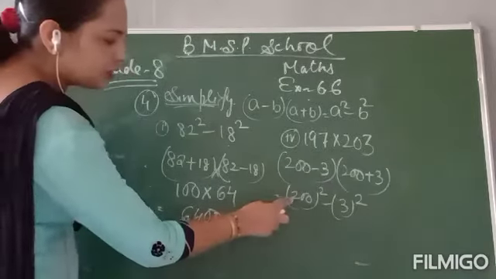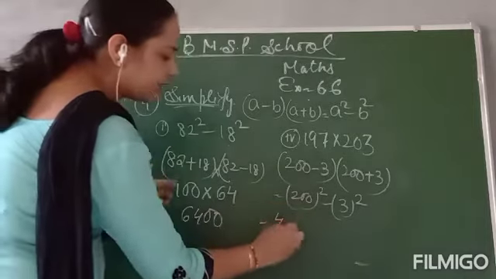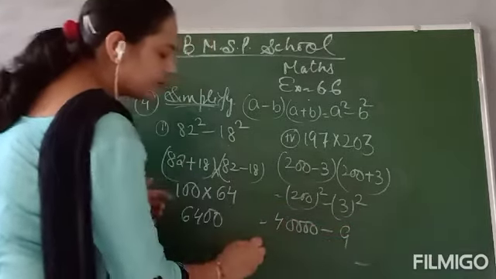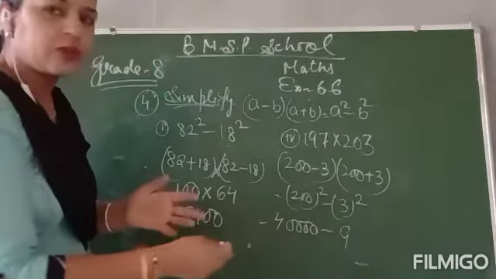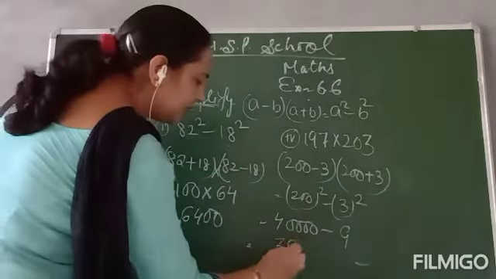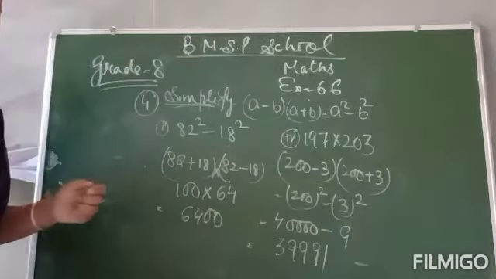Okay. Now the square of this: 2 2s are 4. 2 zeros are there after multiplication, so 4 zeros are here, and 3 3s are 9. Okay. Now my answer, when I do subtraction, you can subtract from third class. You are doing subtraction, so you can do it easily. 39991. Okay, this is your answer.